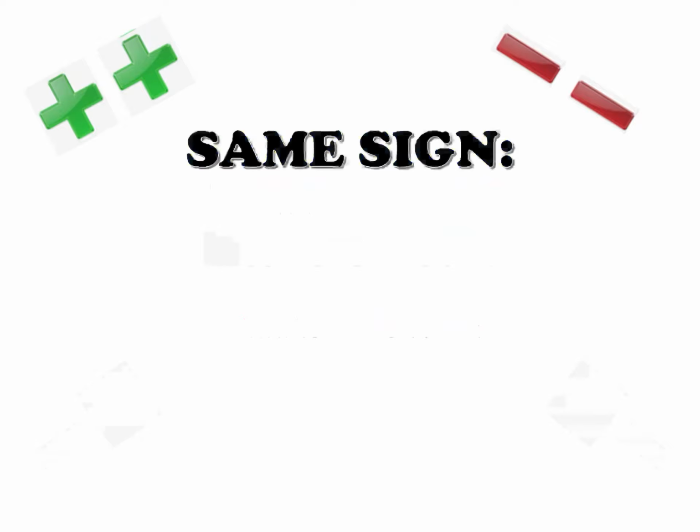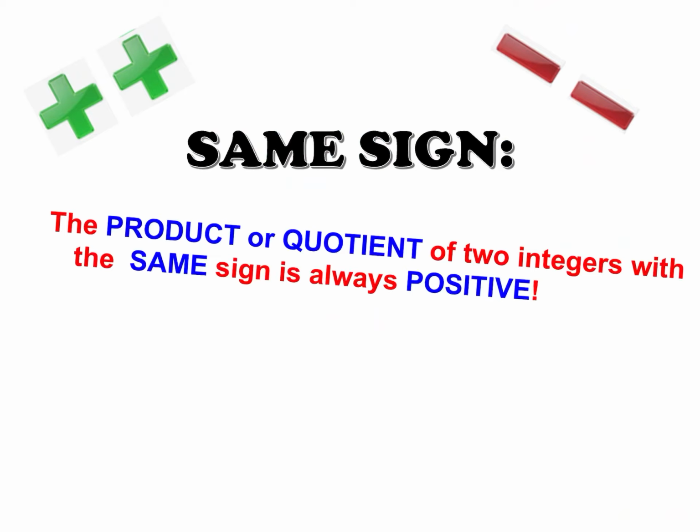So when the signs are the same, with multiplication or division, here is our rule. The product or quotient of 2 integers with the same sign is always positive.